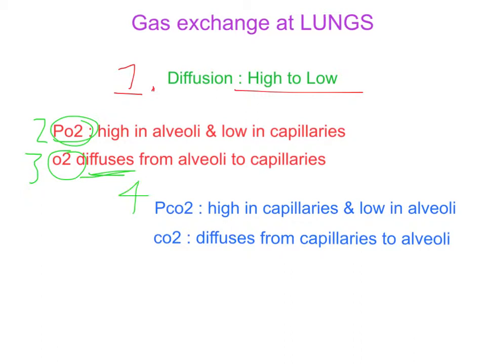Number 4, talk about the pressure of carbon dioxide, high in the capillaries and low in the alveoli. And then number 5, talk about where carbon dioxide goes. It diffuses from the capillaries into the alveoli. Those 5 points will get you full marks on this question.